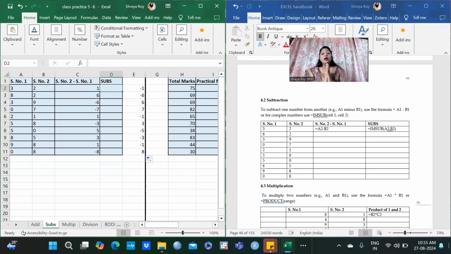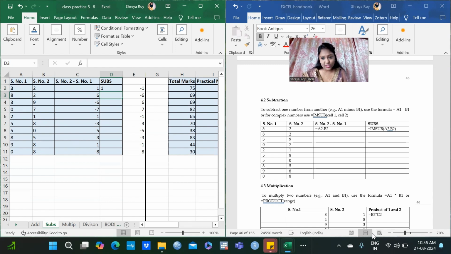Now generally in most of the textbooks, they say that the command which I'm going to talk about right now is used for complex numbers, but it very well works for normal numbers too. Even in class, when I teach, I don't really say about this command, but here I would take the effort to explain the command. It is equal to IMSUB. Open bracket, click on the first cell, comma, click on the second cell, close bracket, enter.